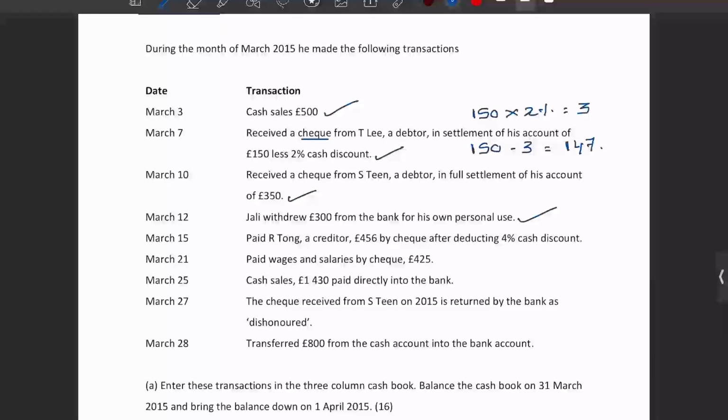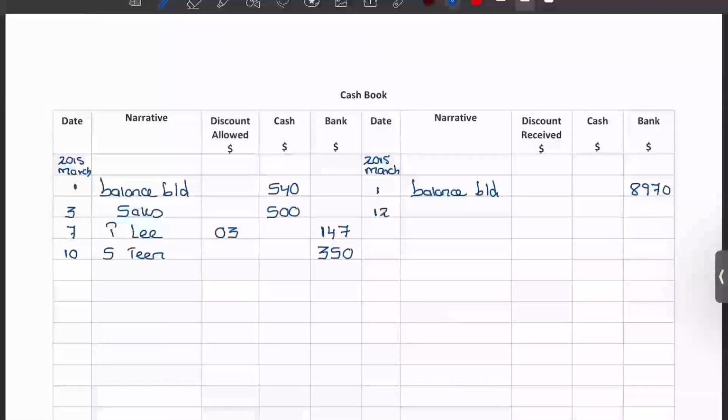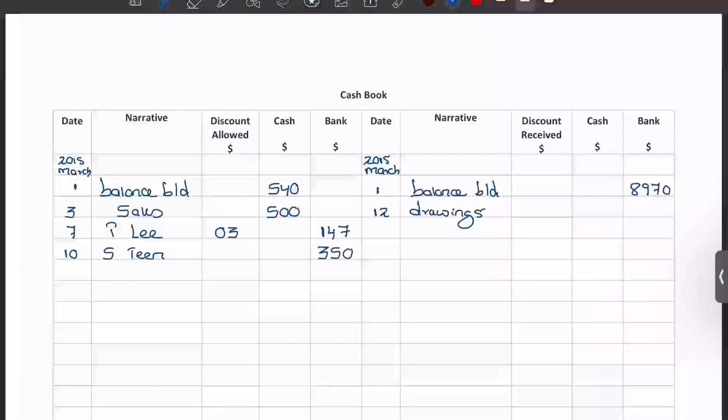So that means you are going to write drawings on the credit side. Name is drawings. Taking money from the bank account. How much did he take? 300. So you can enter 300 over here. 300 for drawings. You might not be able to see it from there. 300 over there. Right?